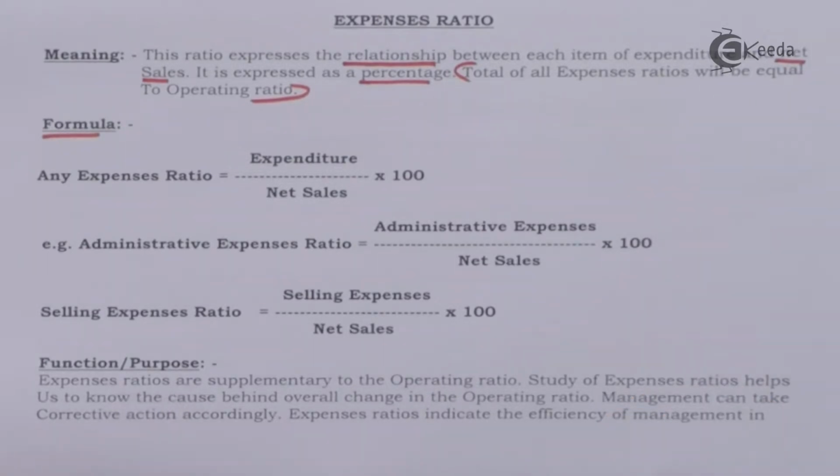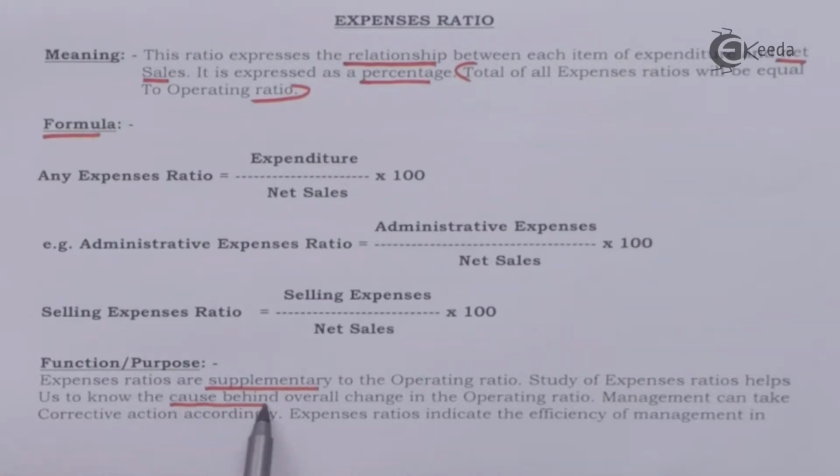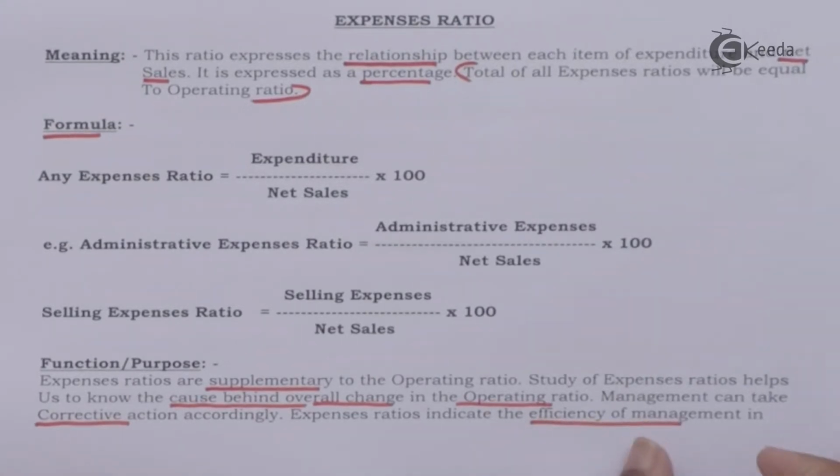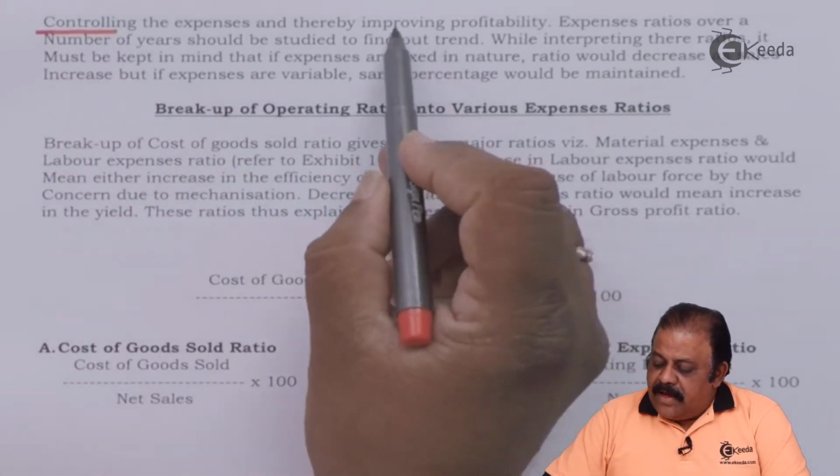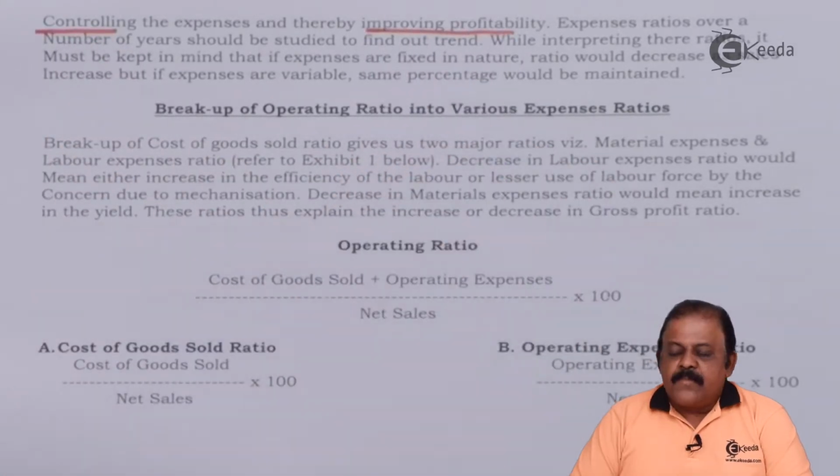Functions, purpose. Expense ratios are supplementary to the operating ratio. A study of expense ratios helps us to know the cause behind the overall change in the operating ratio. Management can take corrective action accordingly. Expense ratios indicate the efficiency of management in controlling expenses and thereby improving profitability.